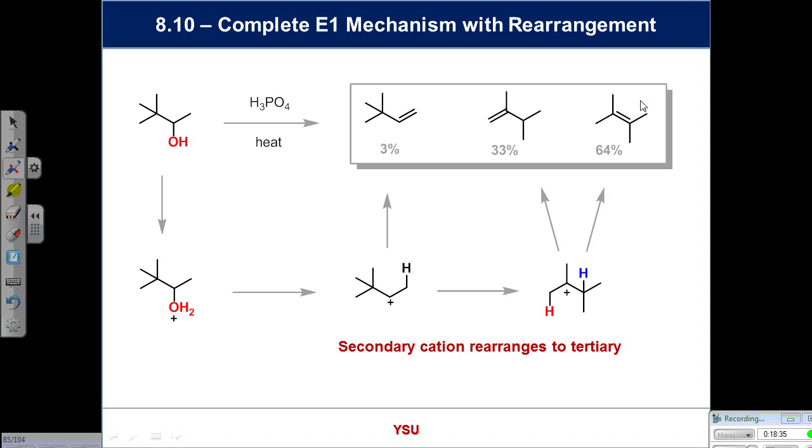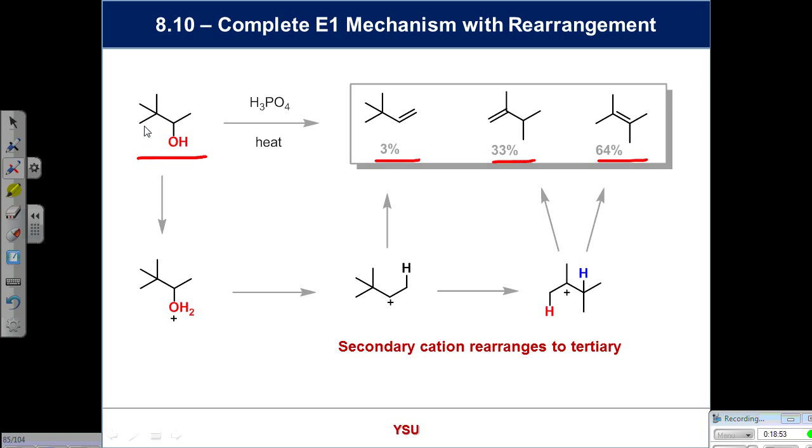We need some criteria to decide: I'm doing this reaction, not this reaction. Here I see an example in which a fairly simple alcohol gives a fairly complex product mixture. I seem to get 3% of this one, 33% of that, and the major product is this.